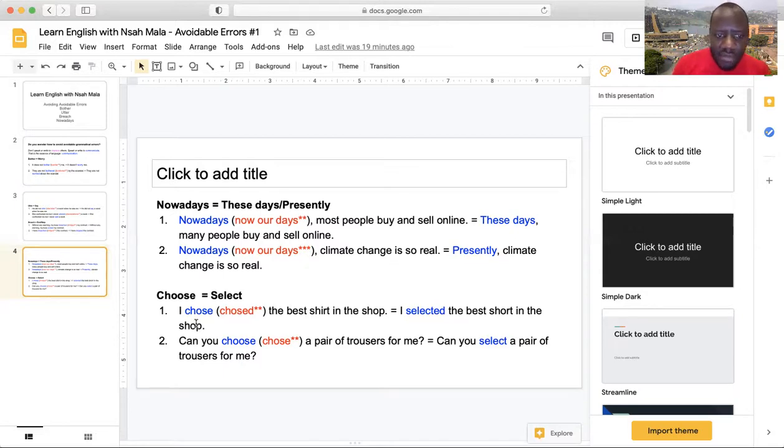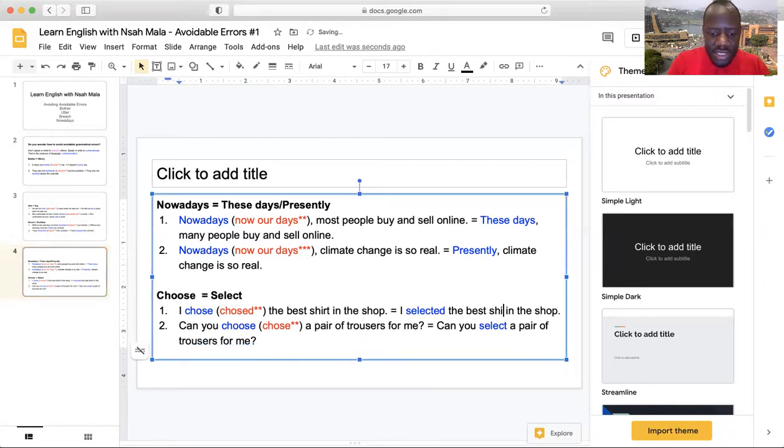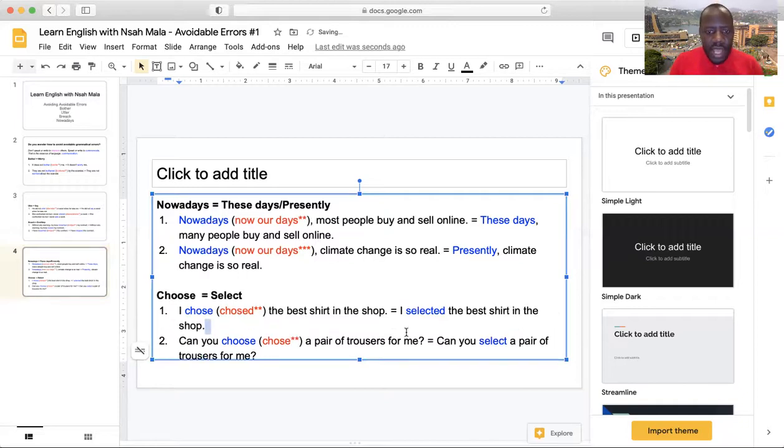So that's why, for example, number 1, I chose. Chose with one O is the past simple tense of to choose. But there is nothing in English as "choosed" with the D, no. So once you start seeing yourself almost writing this kind of nonsense, why not just drop choose and use select? So that instead of saying, I chose the best shirt in the shop, you could say, I selected the best shirt in the shop. Okay? It's shirt here, please, not shop. So, I chose the best shirt in the shop. I selected the best shirt in the shop. And it solves the problem of confusion between choose and "choosed," which does not exist.